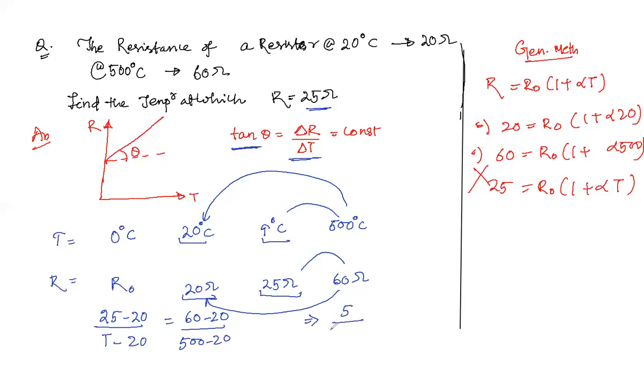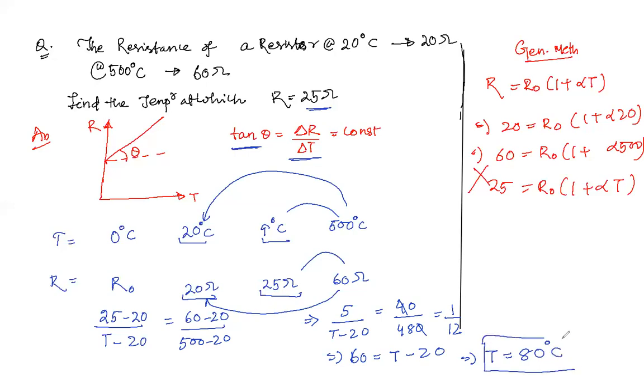It is going to be 5 by T minus 20 is equal to 40 by 480. 40 by 480 is 1 by 12. So we can write 60 is equal to T minus 20. So T is equal to 60 plus 20, equal to 80 degrees centigrade. T is equal to 80 degrees centigrade. So this is the answer to our question.